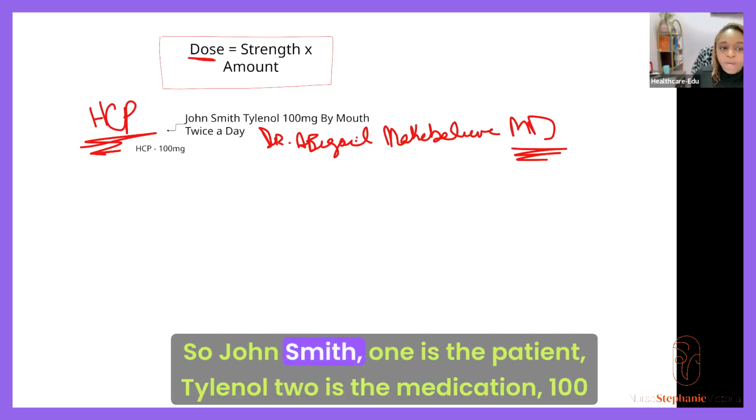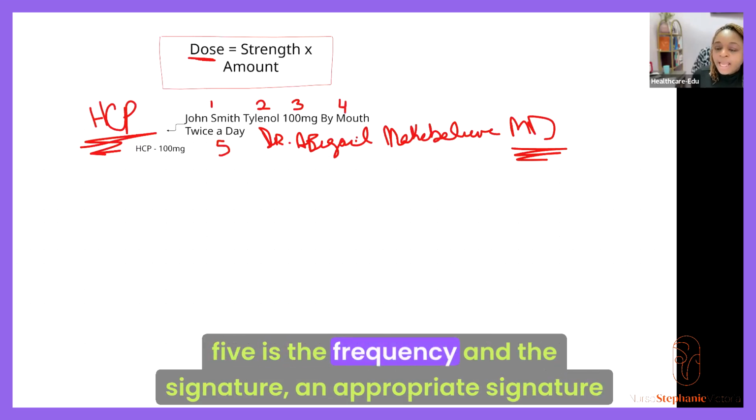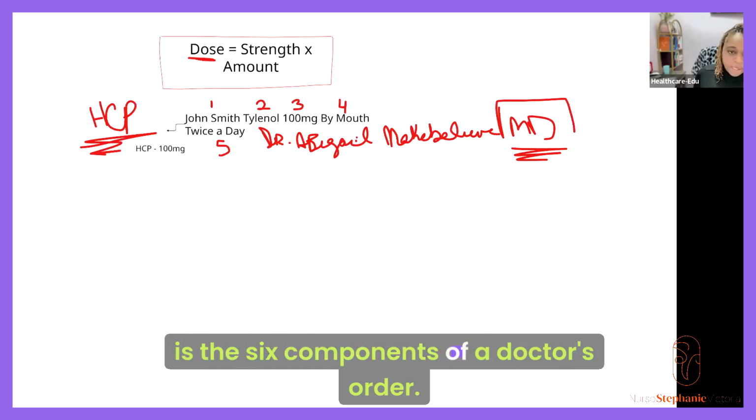So John Smith, 1, is the patient. Tylenol, 2, is the medication. 100 milligrams, 3, is the dose. By mouth, 4, is the route. Twice a day, 5, is the frequency. And the signature, an appropriate signature, is the 6 components of a doctor's order.